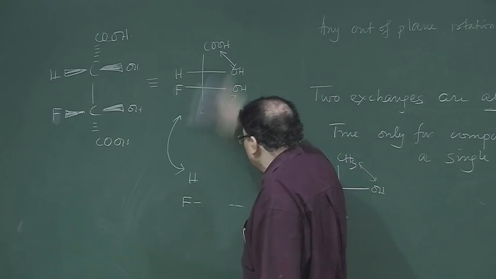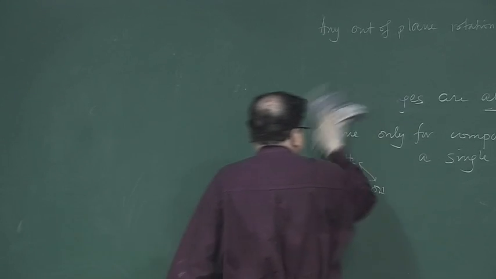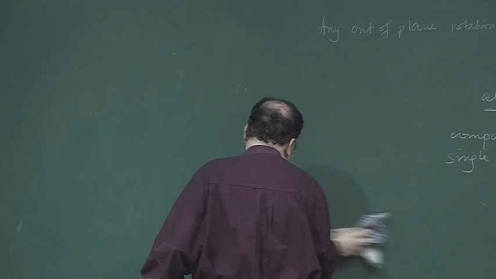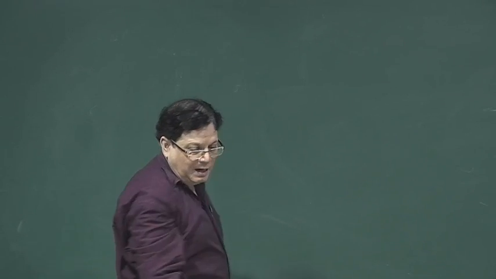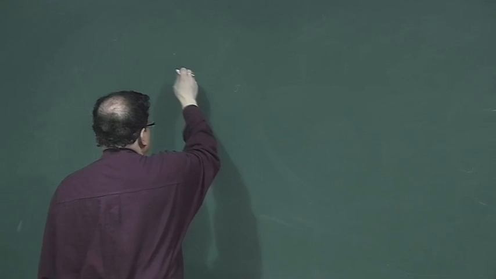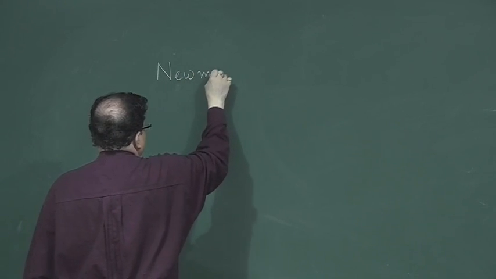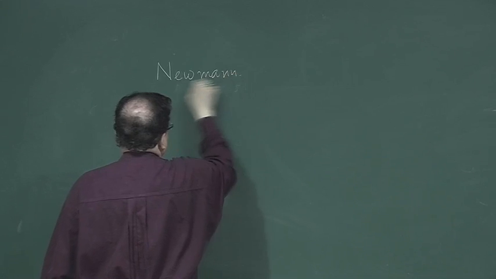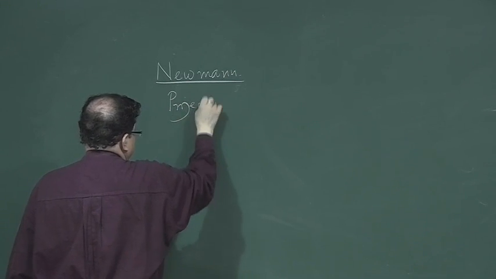So, this is all about Fischer projection. Now, there are other projections, as I said. The second one is what is called Newman projection. Newman projection formula.